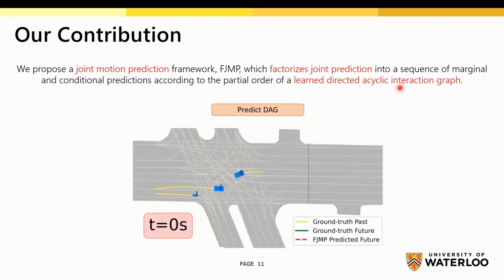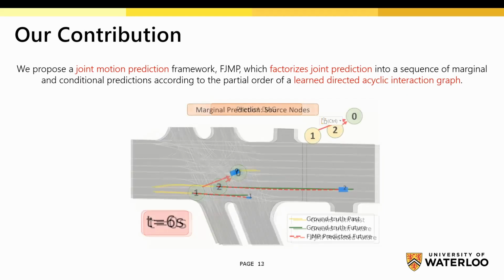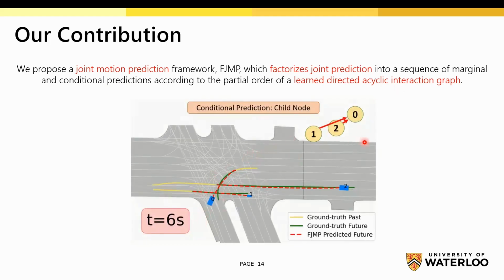So this is our input. We're given the HD map structure and the sequence of observed states for all agents. And what FJMP predicts is this directed acyclic interaction graph, like this. And then with this prediction, we are going to predict associated marginal predictions for the source nodes. So that would be agents 1 and 2. And then we are going to predict a conditional prediction for the child node, and that would be agent 0 here, where the conditional prediction is conditioning on the predicted future of its parents in the DAG. So this would be conditioning on the futures of 1 and 2.